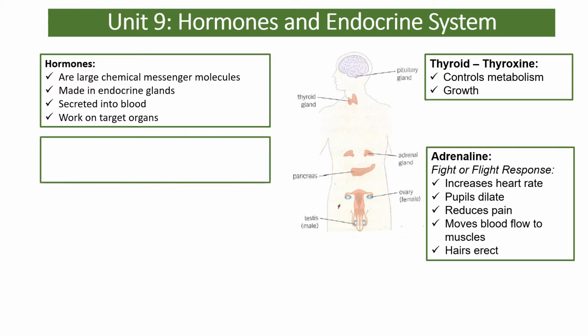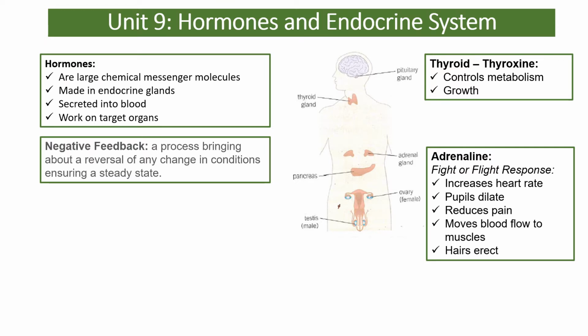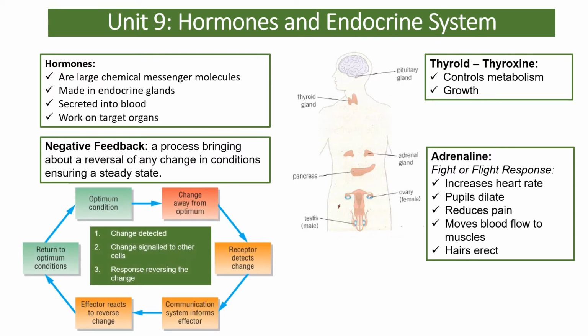Now, hormones generally work through a process called negative feedback. This is a process bringing about a reversal of any change in your body. Temperature is a useful one to talk about. If your body temperature goes too high, the body detects the change, and responses will happen to reverse that change, to lower the temperature. If your body then gets too cold, reversals will happen to try and increase the temperature. So that is negative feedback.